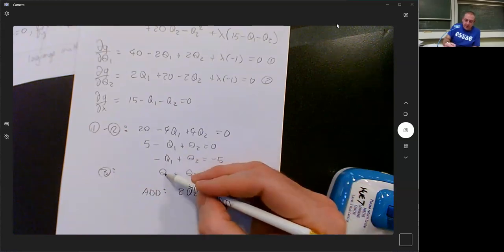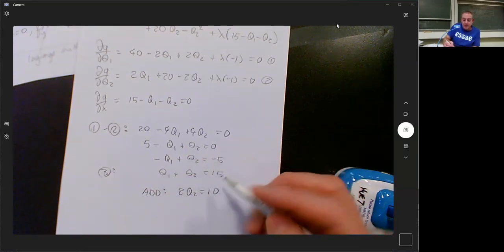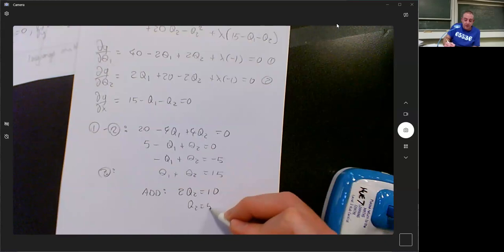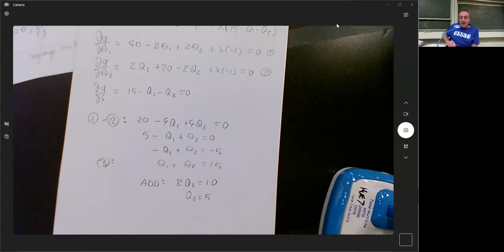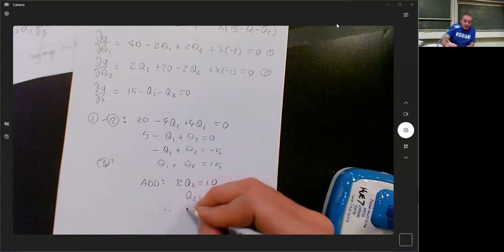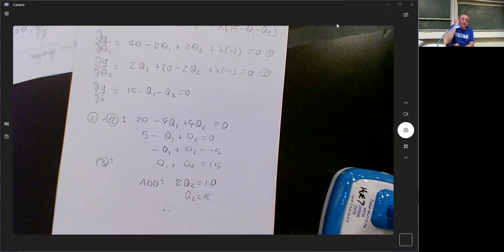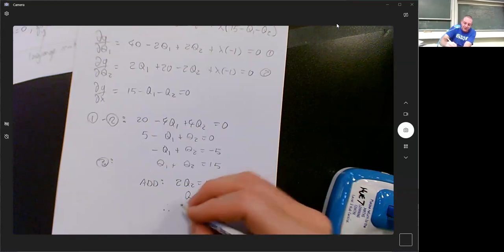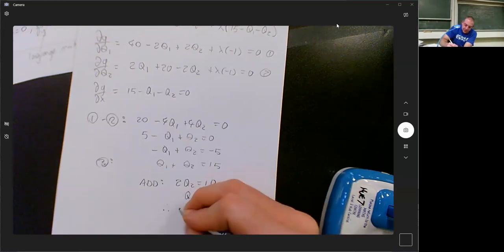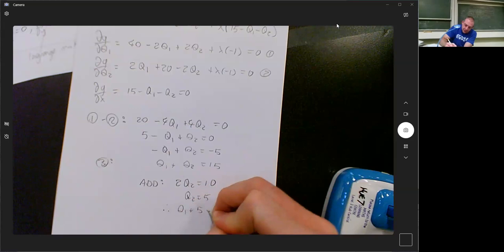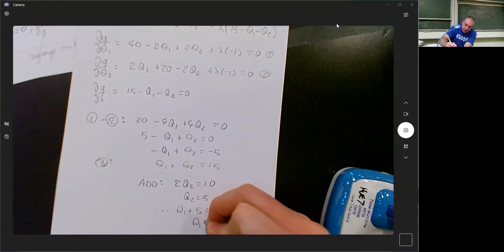So that plus that is 0, that plus that is 2 lots of q2, that plus that is 10, and so the q2 is actually 5. Look at that. And so since q2 plus q1 is supposed to be 15, therefore the q1 has to be 10. So I can sub it into any one of the equations I want, and the one that I like the best is the q1 plus q2 is 15. Therefore, q1 plus 5 is 15, and q1 equals 10.